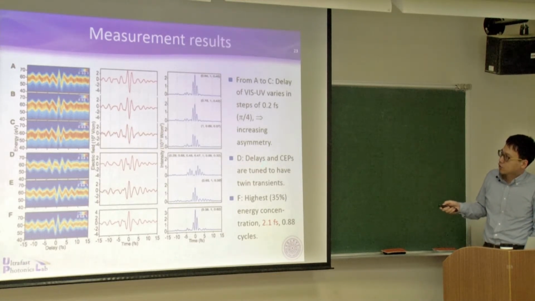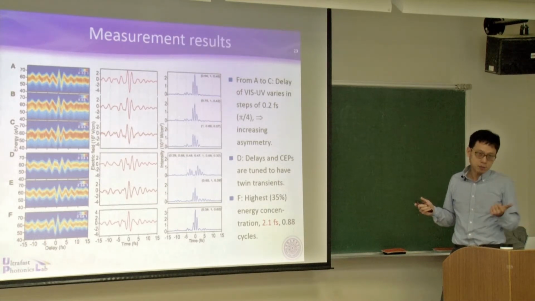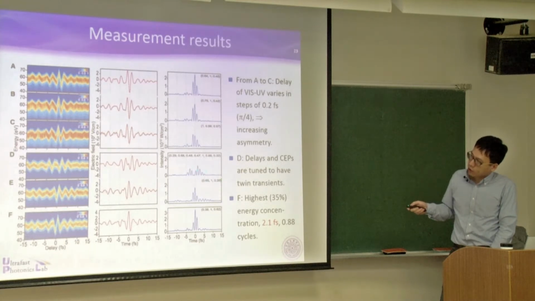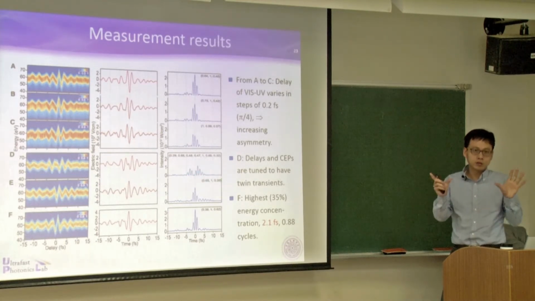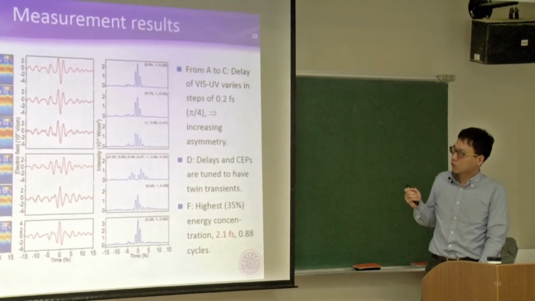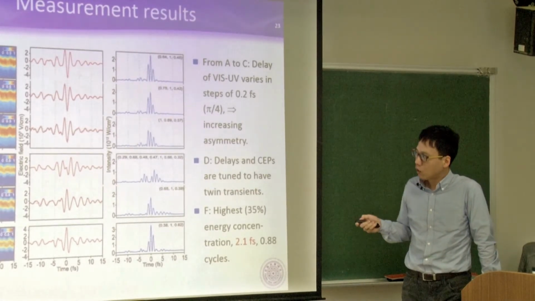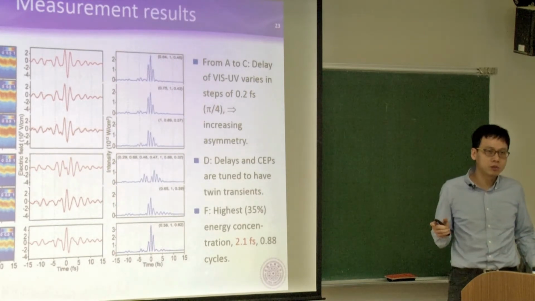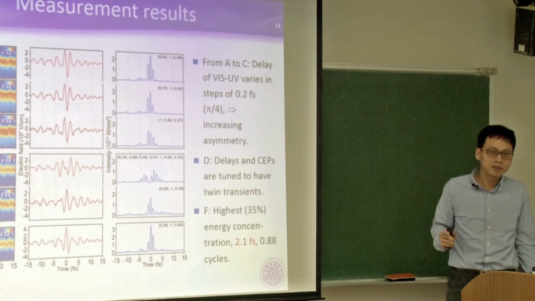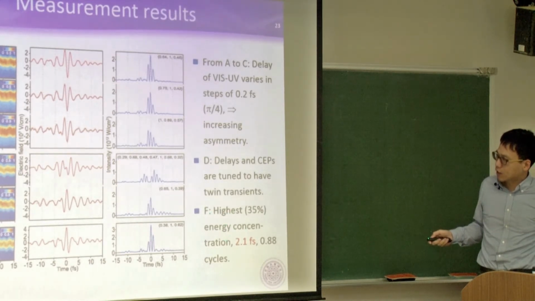Figure D shows delays and CEPs tuned to have twin transients. So they purposely control the CEP and the delay such that you can have two transient pulses. They demonstrate that even though all 3 bands have nearly perfect dispersion compensation, I can still synthesize very different pulses by controlling the delay and CEP, for example from a single pulse to a twin pulse. And figure F shows the highest energy concentration.